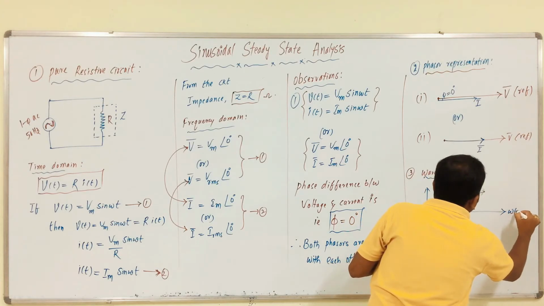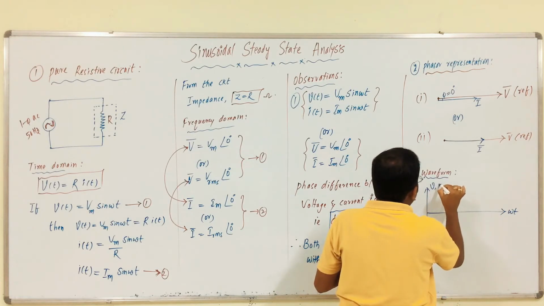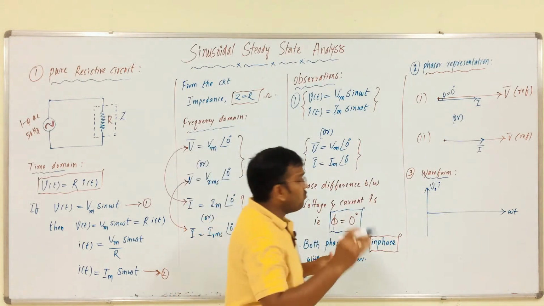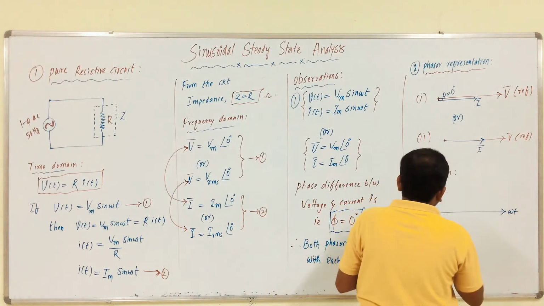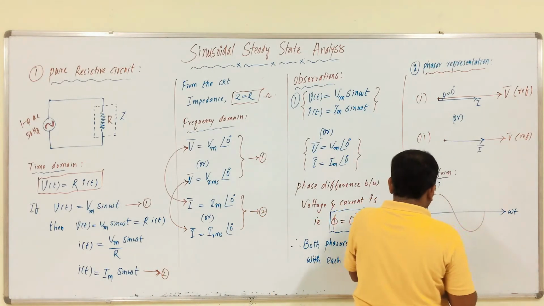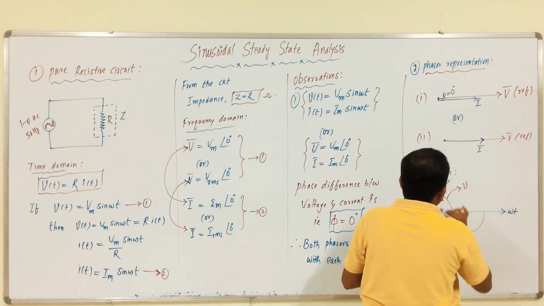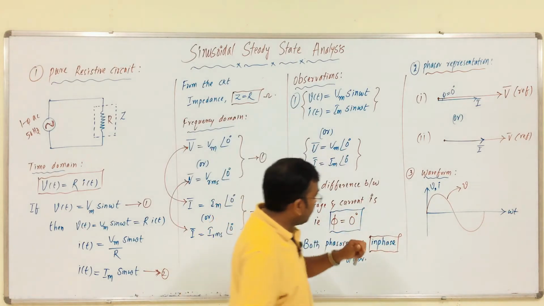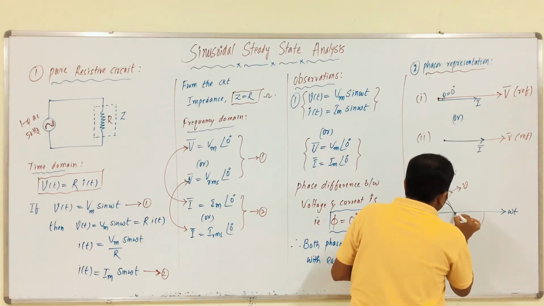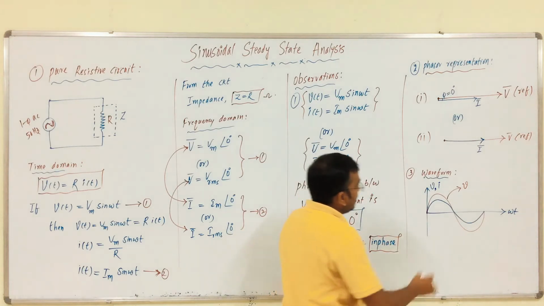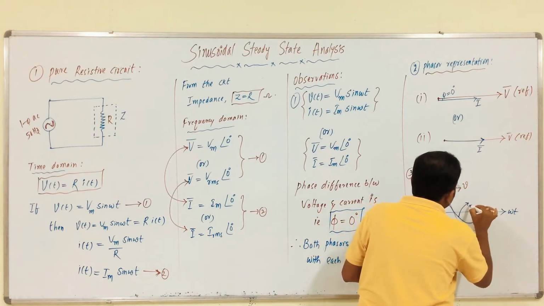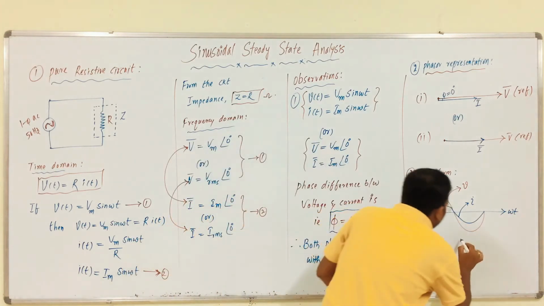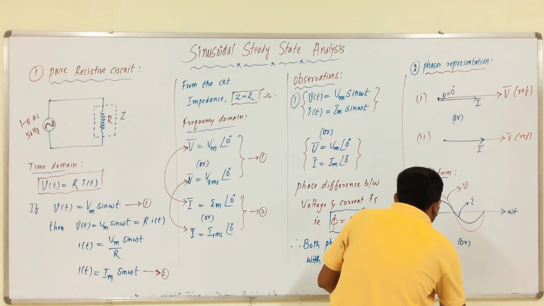This is omega t, this is voltage or current, right. We are representing voltage and current in only one waveform. So, for example, this is voltage, this is V. Then what about current? There is no phase angle between voltage and current. Therefore, the current should be like this. Clear? This is current.